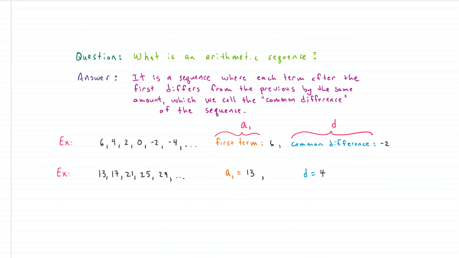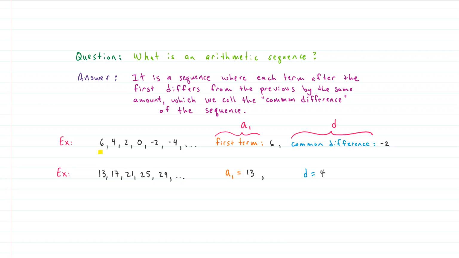What is an arithmetic sequence? Quickly, an arithmetic sequence is just a sequence where each term after the first differs by the same amount, meaning you start with the first term, and the first term is just whatever it is. The first term is given, and then every term after that differs by a common difference.